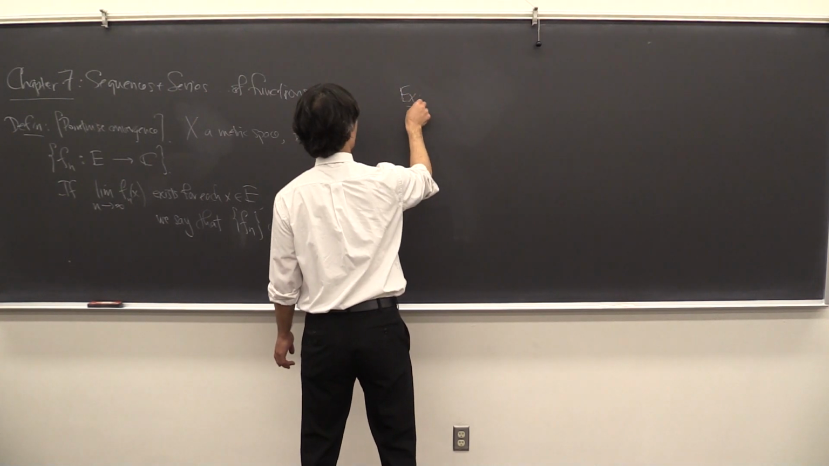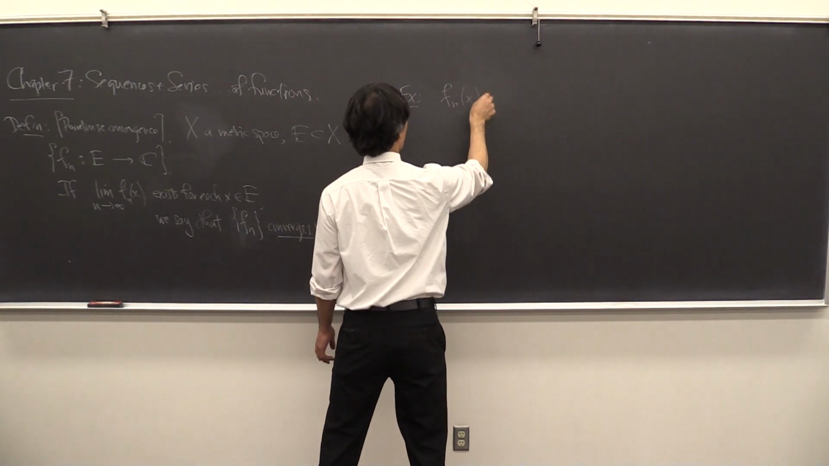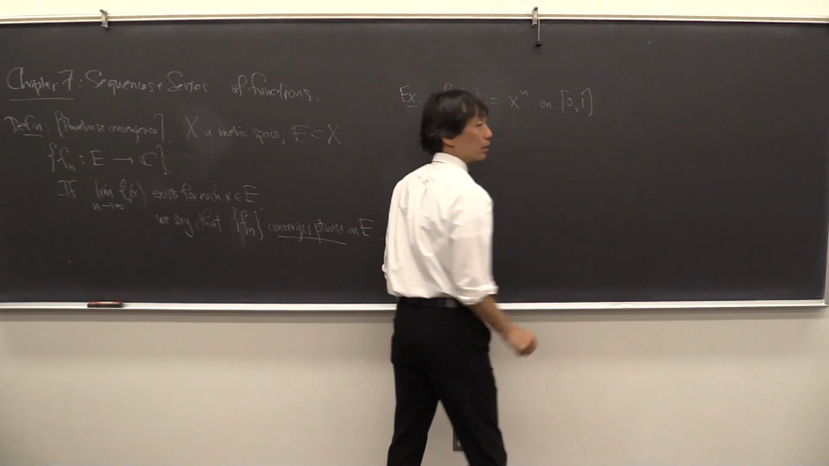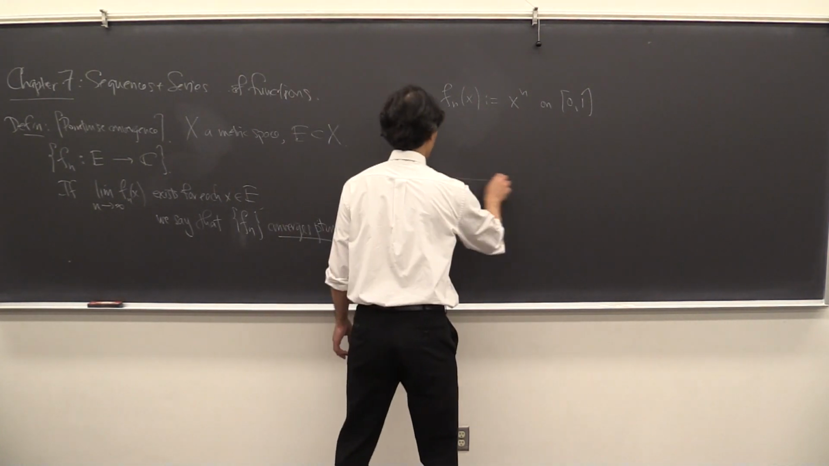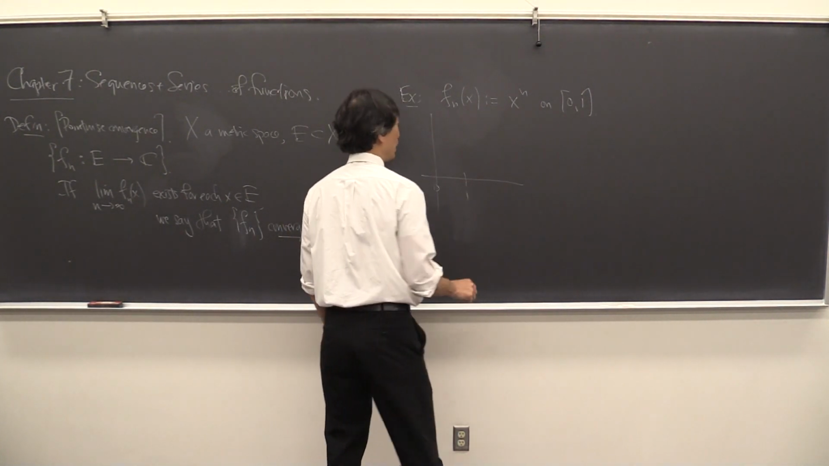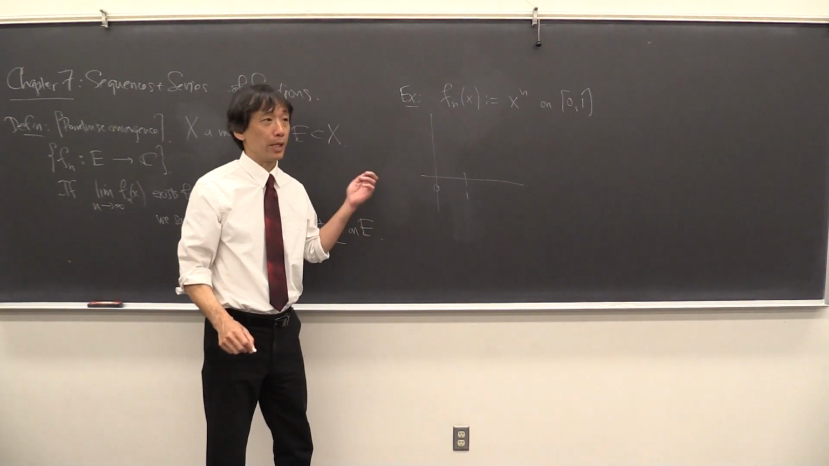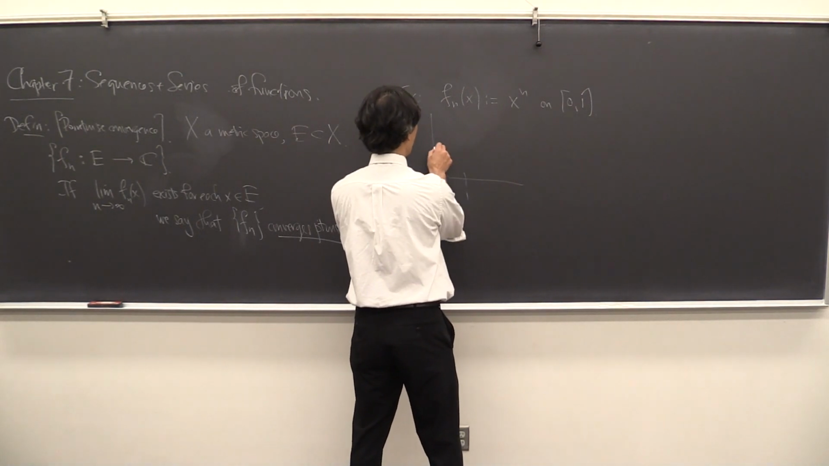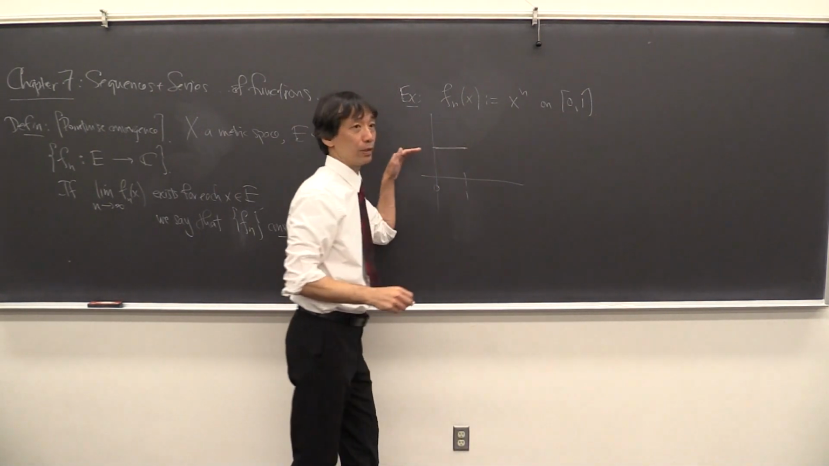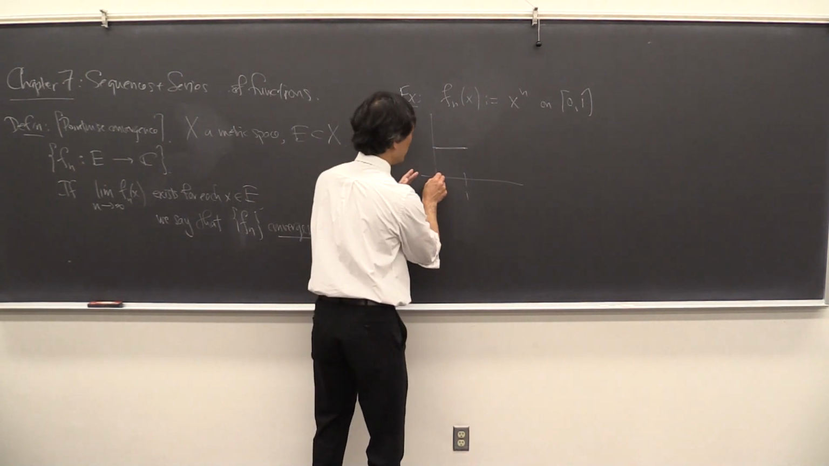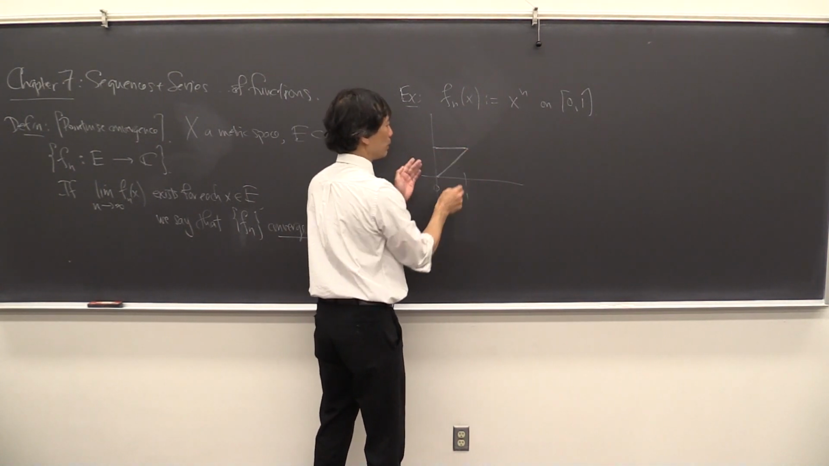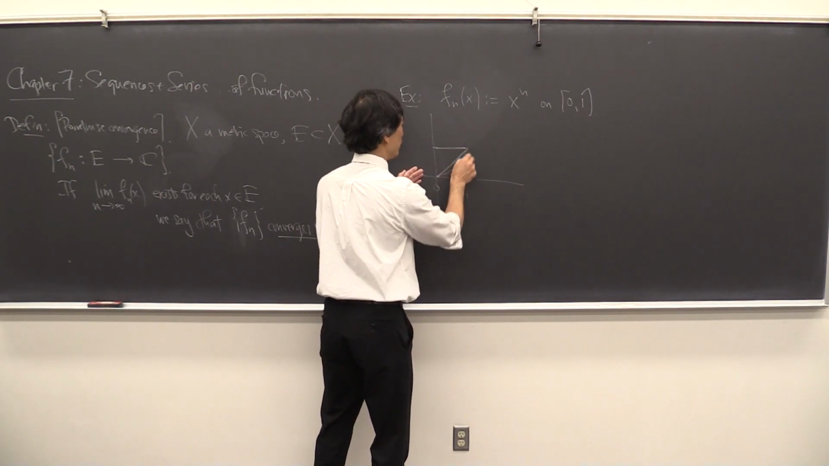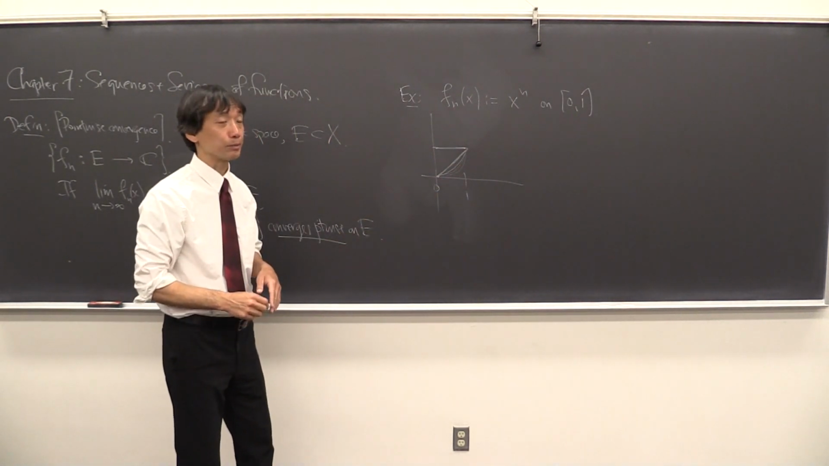So here's an example. If we look at f_n of x equals x to the n on, say, [0, 1]. Let's suppose we're looking at the interval [0, 1], and we're looking at these functions that are just x to the nth power. For n equals 0, that's just the constant function 1. For n equals 1, that's your function f of x equals x. Then you've got x squared, x cubed, x to the 4th, and so on and so forth.